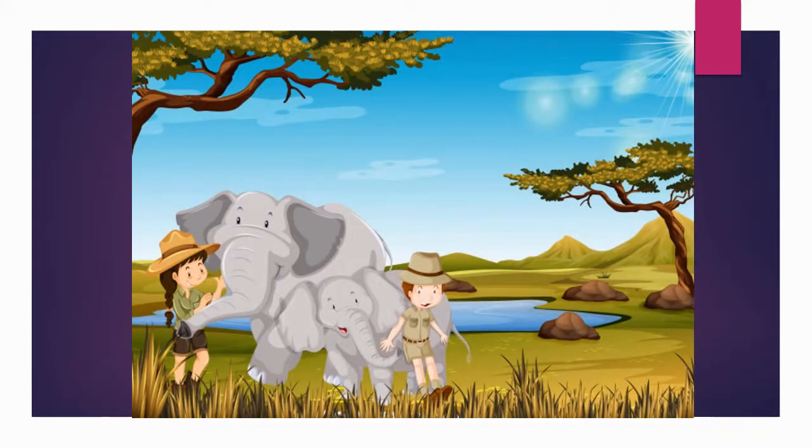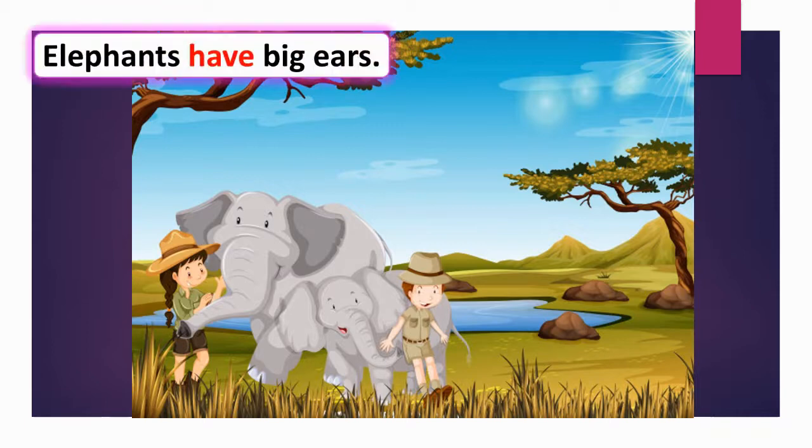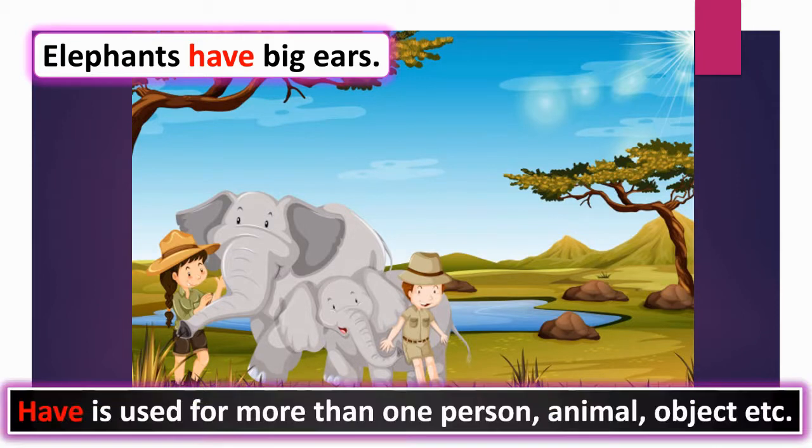Now let us see this picture. You can see an elephant and a baby elephant and one boy and one girl. Yes or no? So if we say elephants have big ears. Now here elephants are plural form because there are 2 elephants. So we will use have. Have is used for more than one person, animal, object. Okay.